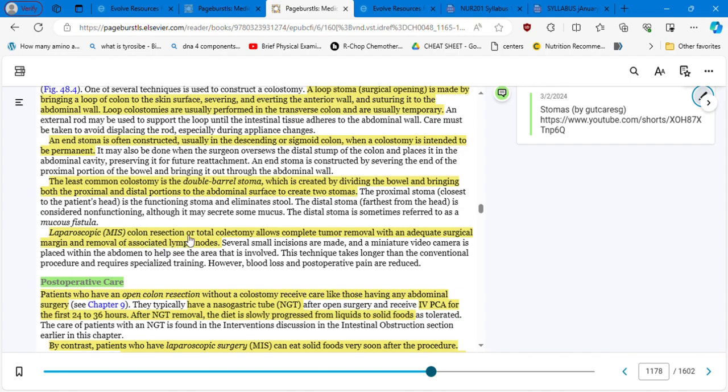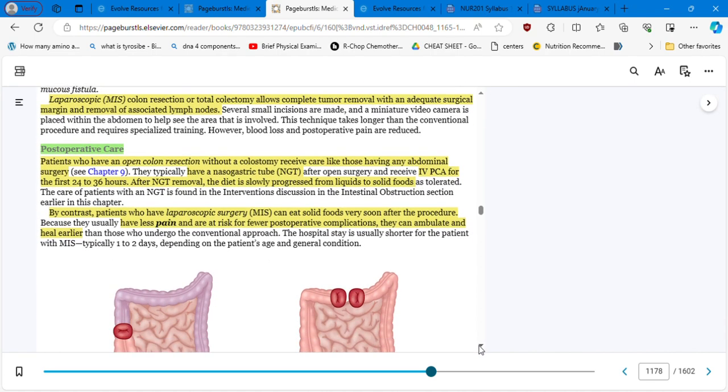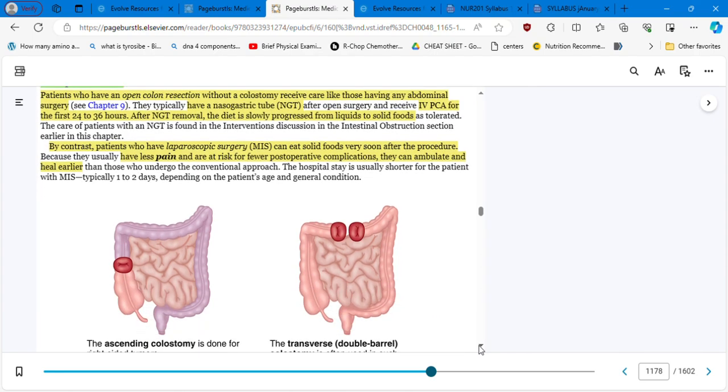Laparoscopic colon resection or total colectomy allows complete tumor removal with an adequate surgical margin and removal of associated lymph nodes. Okay. Post-operative care. Here we go, the pictures, okay?